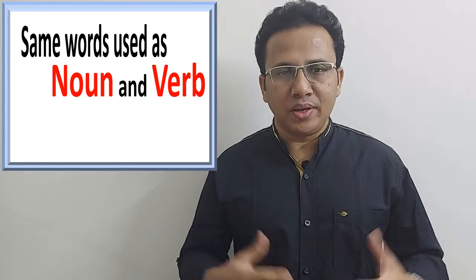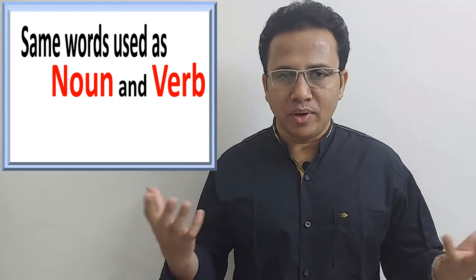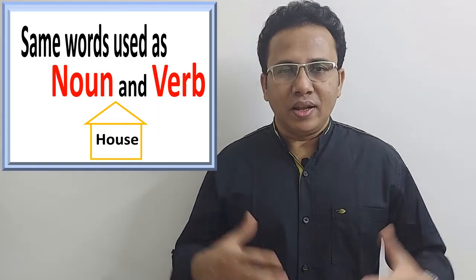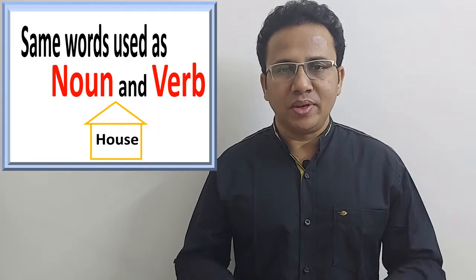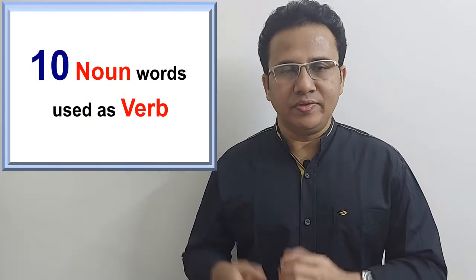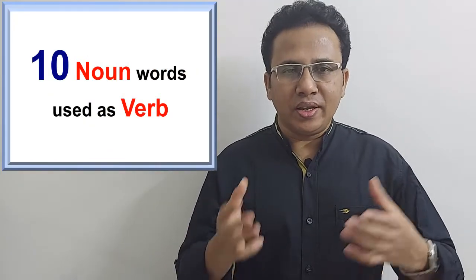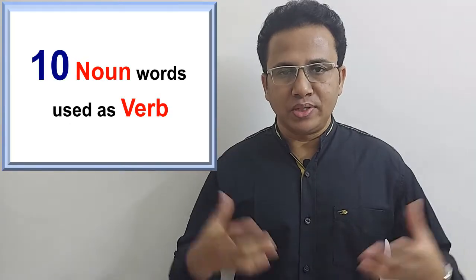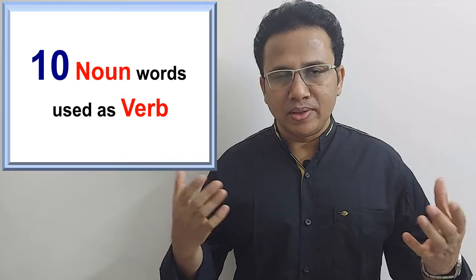There are many words we usually use as noun. For example, house. Can we think of using this word as verb as well? Like house, there are many other words we usually use as noun. In this video, we will see how we can use these noun words as verb as well. I'm going to talk about 10 words which we usually use as noun, and we will see how we can use them as verb.